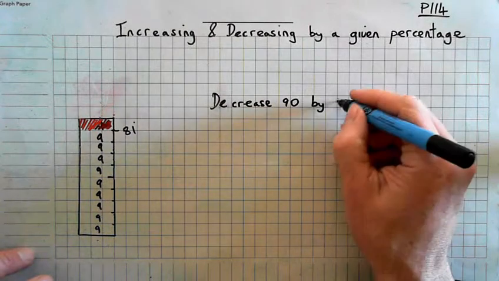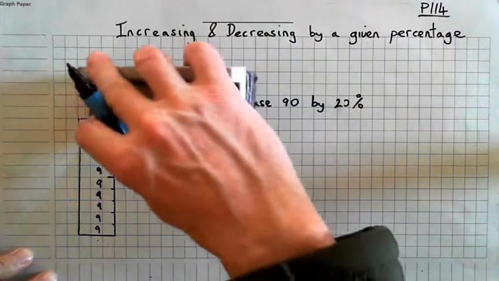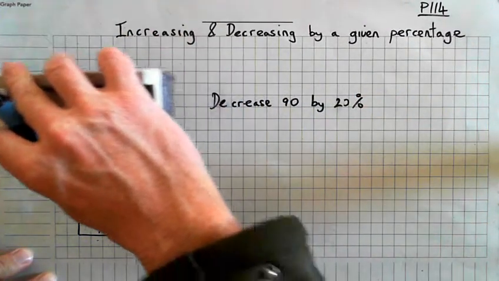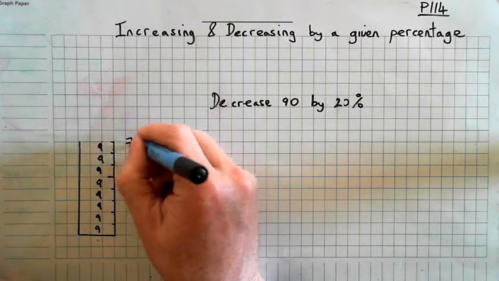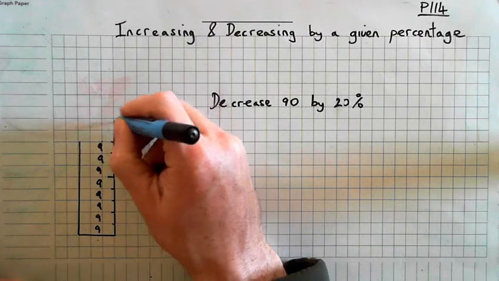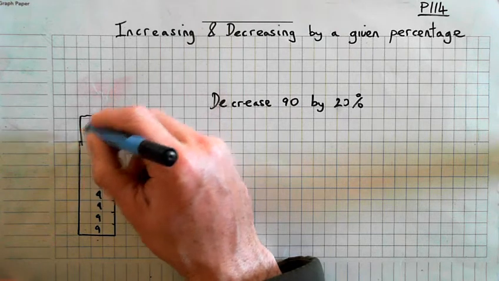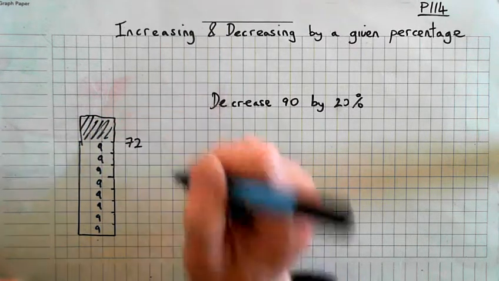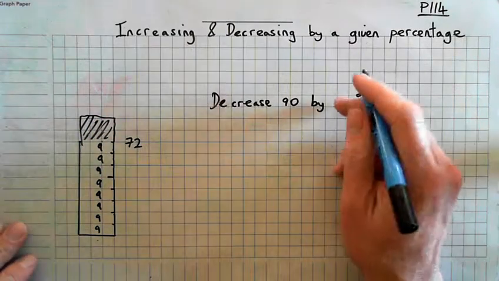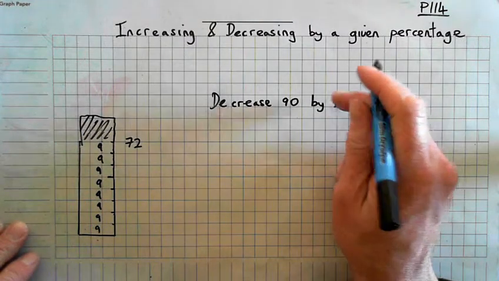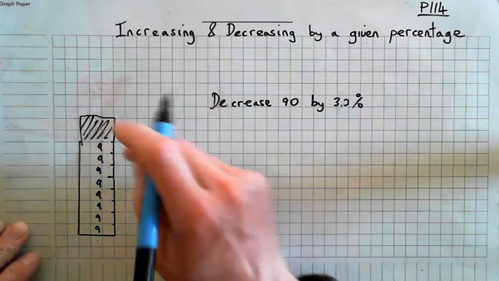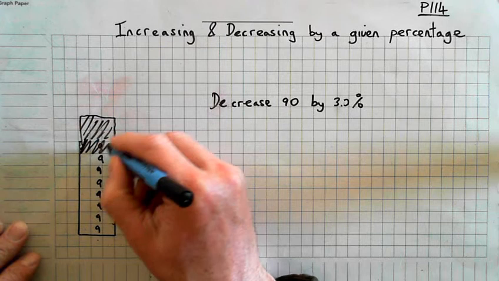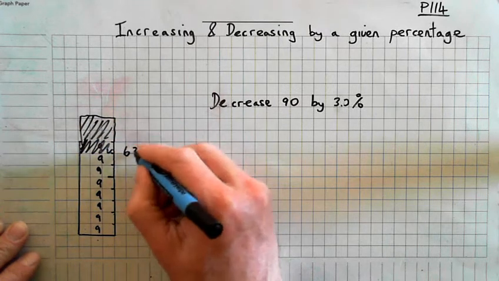Decrease by 20%. Take another one away. 72. Now we're at 72. Alright, 63. That was my original, and now that's taken away. Now we're down to here. Decrease by 30%, take another 9 away, and now we're down to 63.